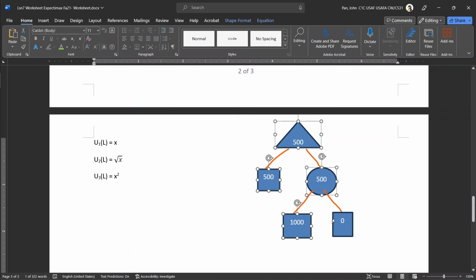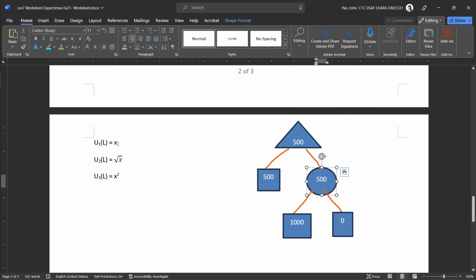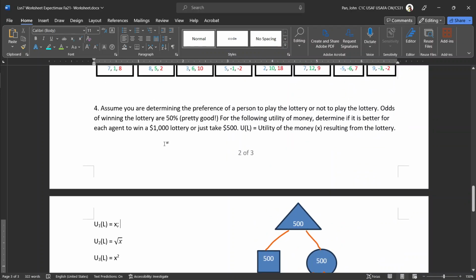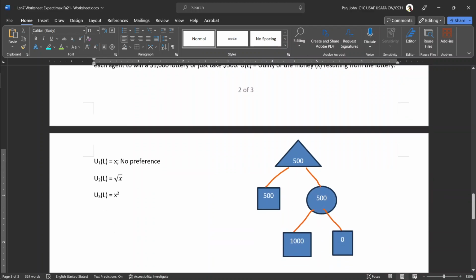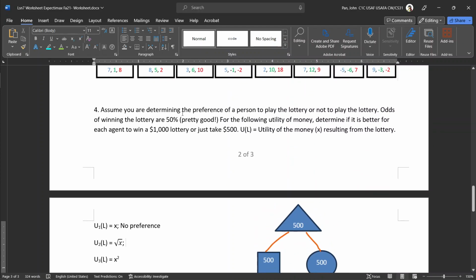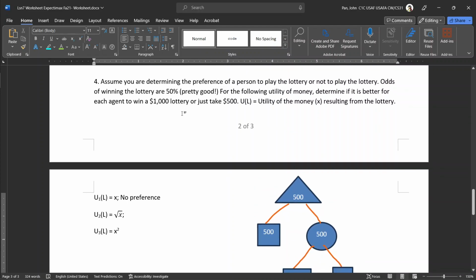Now let's examine a different scenario. So let's actually write our answer first. Same results. No preference. There's no preference to either play the lottery or take the $500.